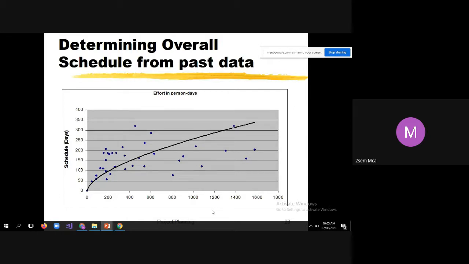This diagram will show you how to determine the overall schedule from past data. See here, the x-axis is effort in percent days, and the y-axis is schedule, in terms of days, how many days are required. Say for example, if you consider here 1400 people. So where is the convergence point?